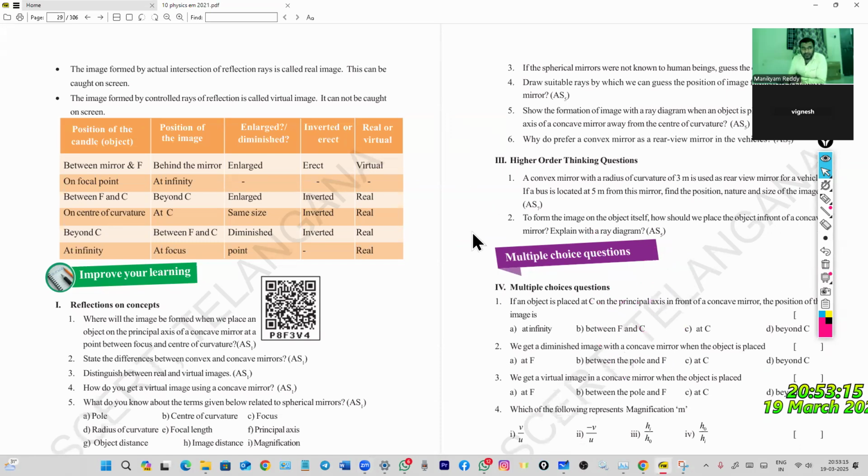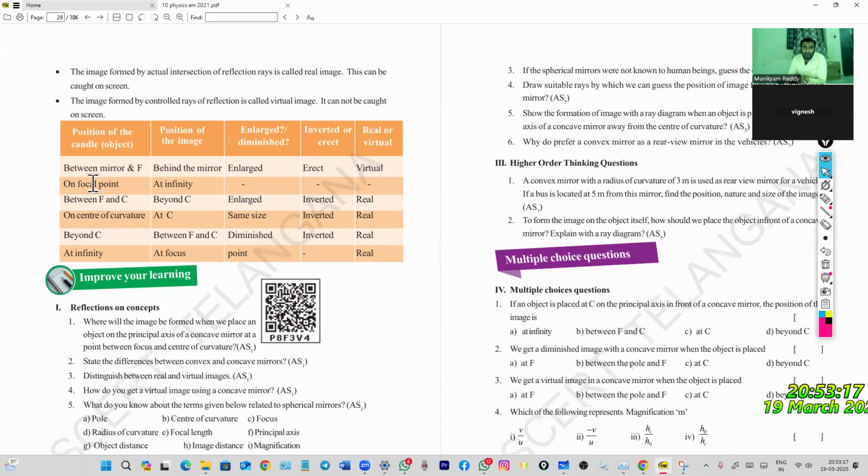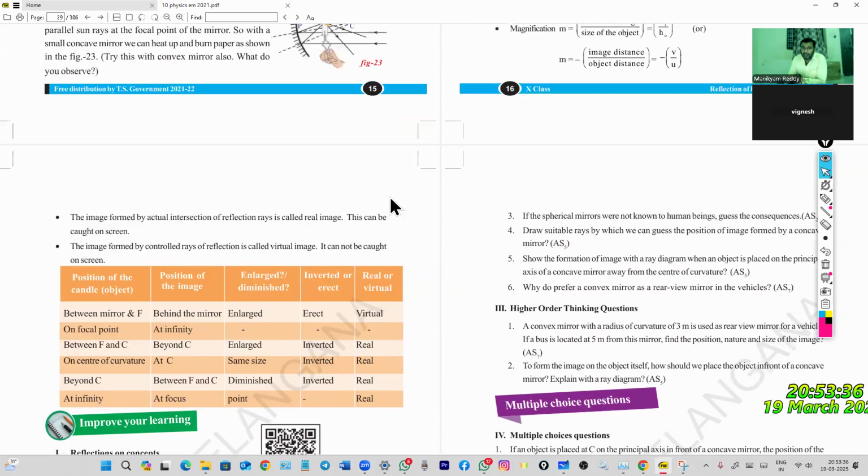Okay, sir. This is when the object is between the mirror and F, behind the mirror. It is an enlarged image, erect, and virtual. Next, on the focal point, the image is at infinity. This is not enlarged. This is a completely pointed image. Between F and C, the image is enlarged, inverted, real. Okay, this we have to remember. This is a very important one.